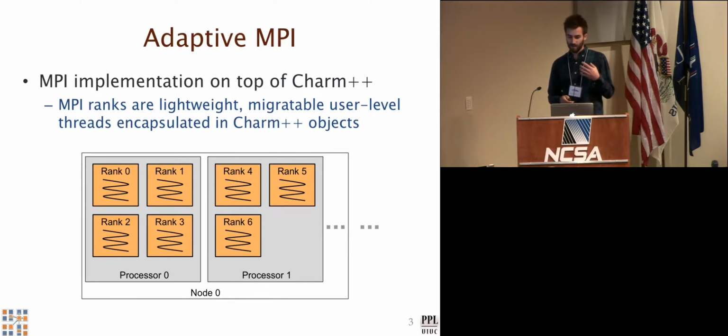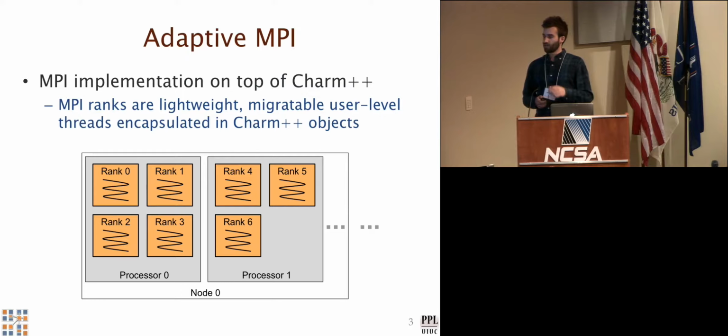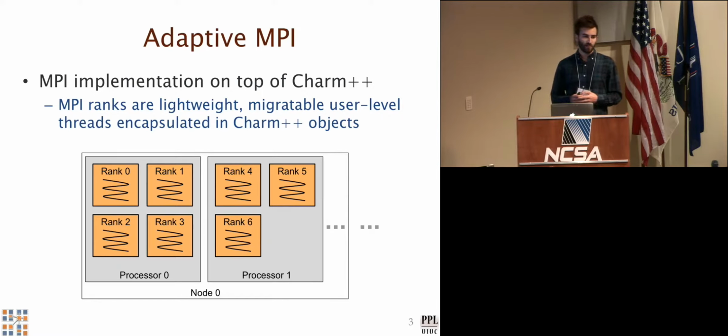So AMPI is an implementation of MPI 2.2 standard. And the way it works is that we implement MPI ranks, which are traditionally processes, operating system processes. We implement them as lightweight user-level threads. And these threads are actually migratable between different address spaces of a system. So we can virtualize these and run with multiple ranks on a single processor. And we can also run in Charm's SMP mode, where we have one process across a whole node, and we have multiple ranks on each core, multiple cores in each node.